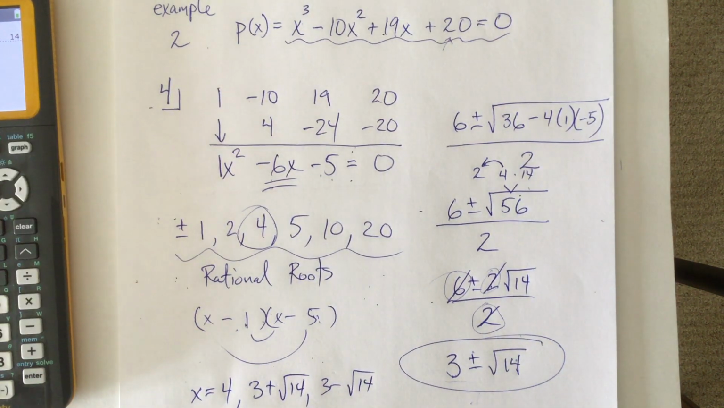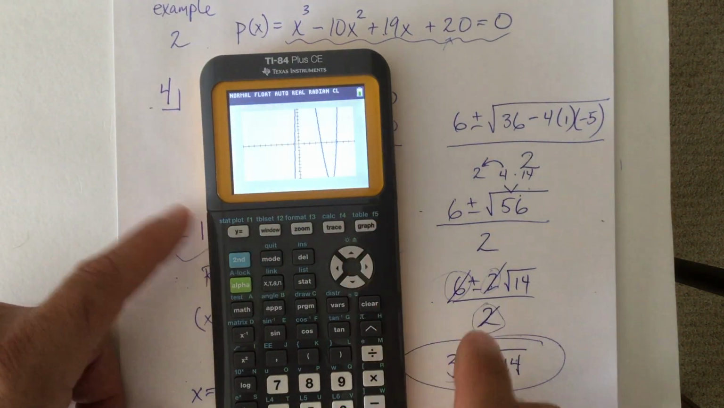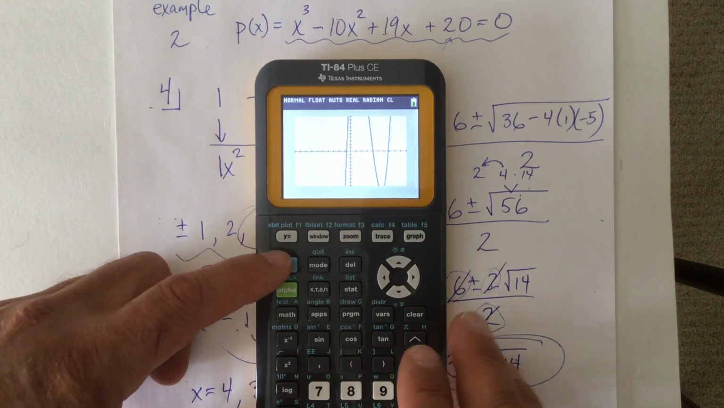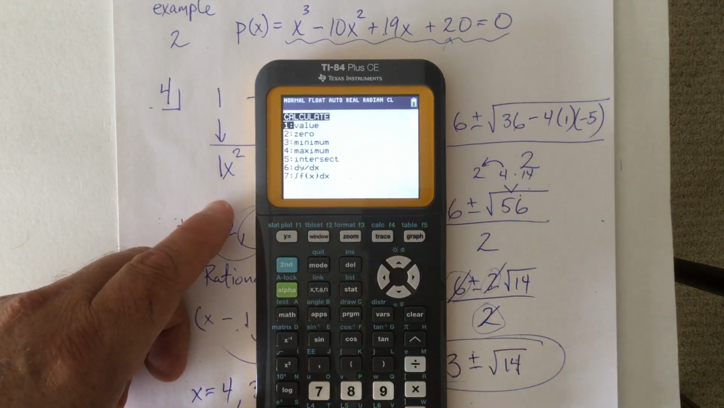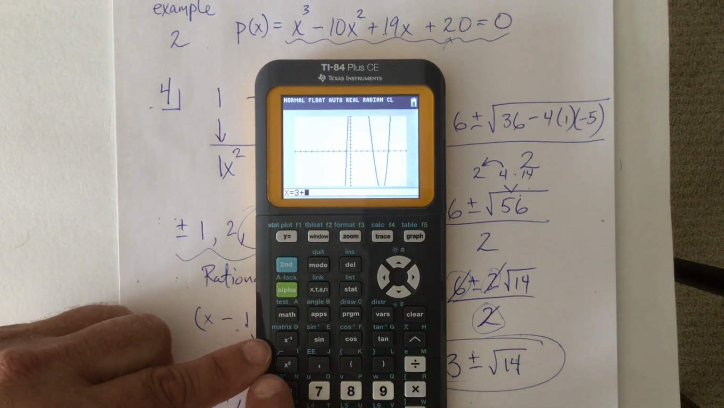Now, you don't believe me? Check this out. I'm going to go back to my graph. I'm going to hit graph. And I'm going to do this. I'm going to be so bold as to enter second, calculate the value of 3 plus. Now, the root key is right here. Right above x squared, you'll see the root.